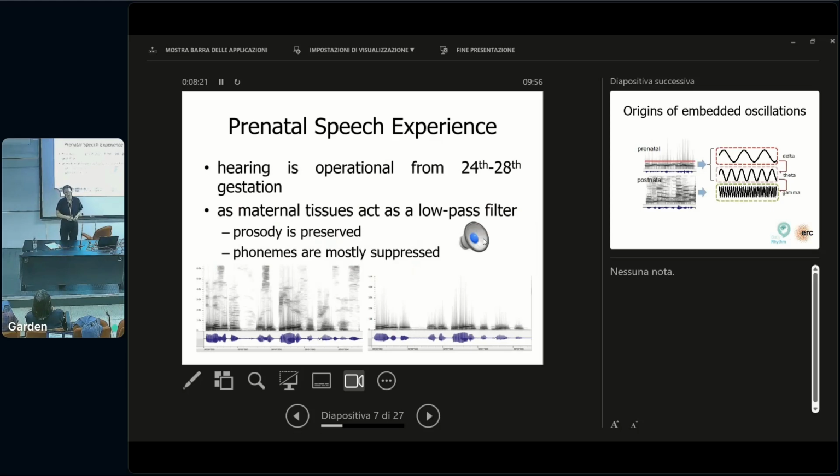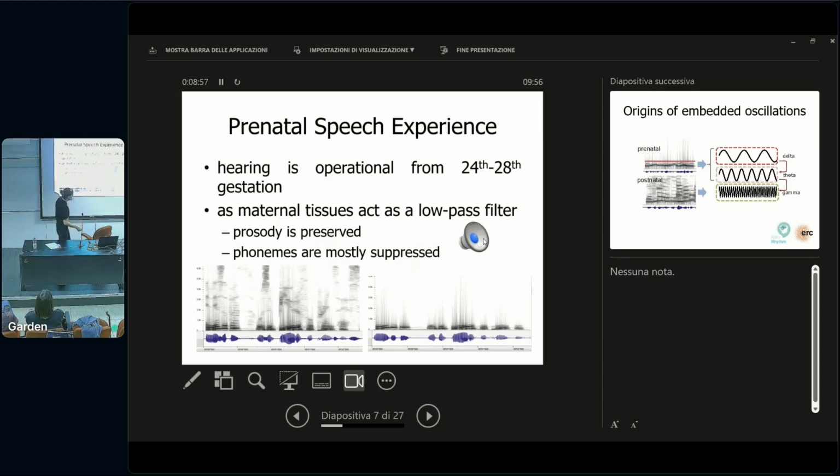Hearing is actually operational from, depending on what you measure exactly, between the 24th and 28th week of gestation. So fetuses can hear. In particular, they hear their mother's voice, their mother's speech. They also feel it in a vibrotactile way, because the vibrations also pass, but I'm going to abstract away from that now. But fetuses are swimming in a fluid, surrounded by maternal tissues. So actually speech sounds very different in the womb than outside of it.